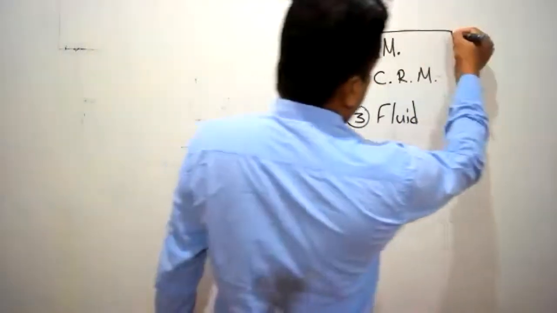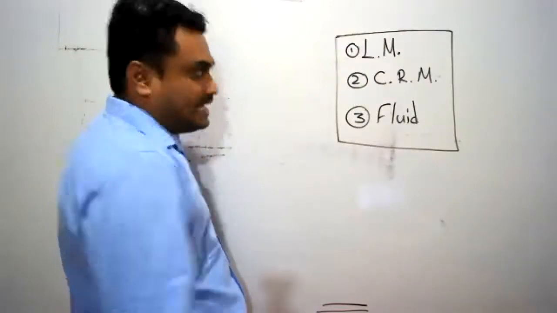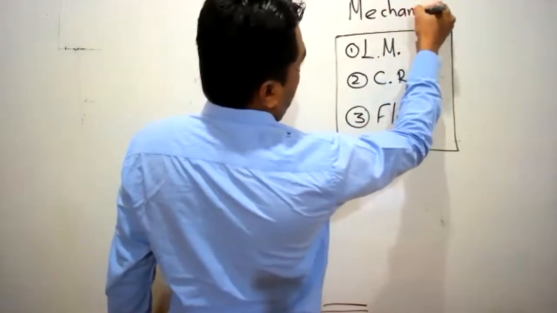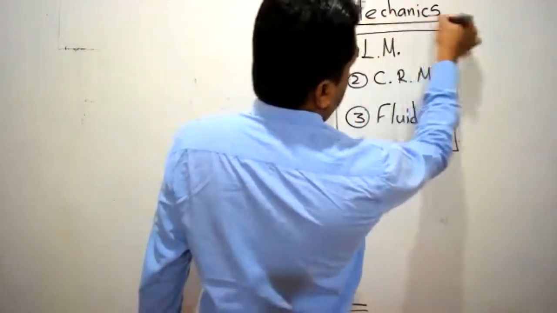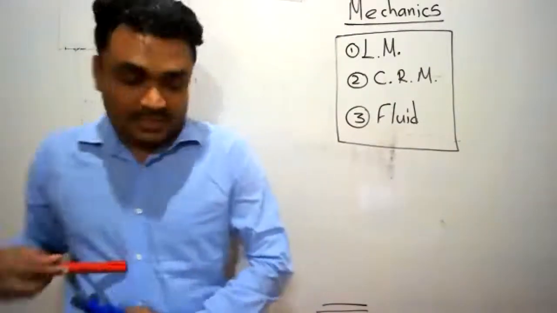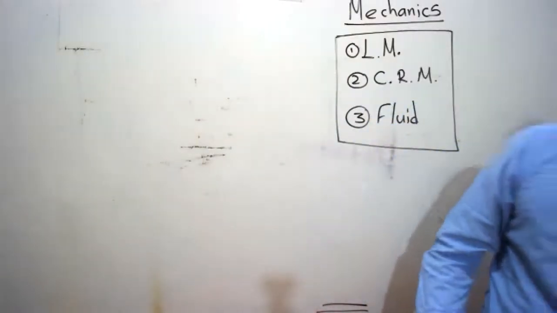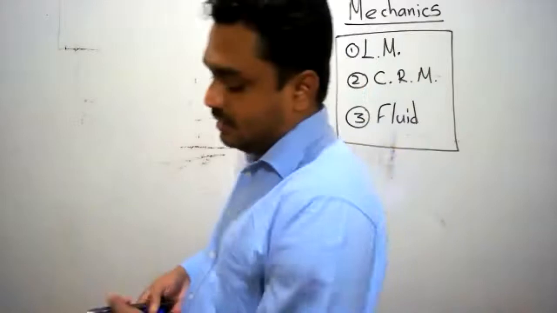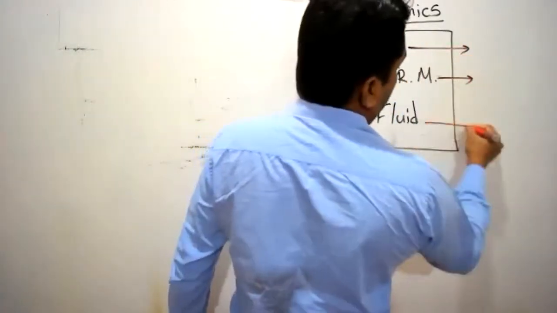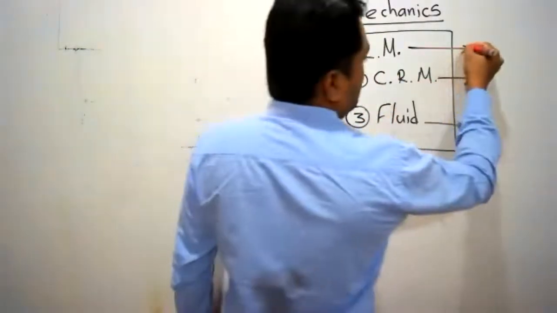So these are the three main sections of the mechanics lesson. For these three things, you must maintain three separate books. Okay, dear? For the three main sections of the mechanics lesson, you need three separate books, right? I'll tell you how to name these books.